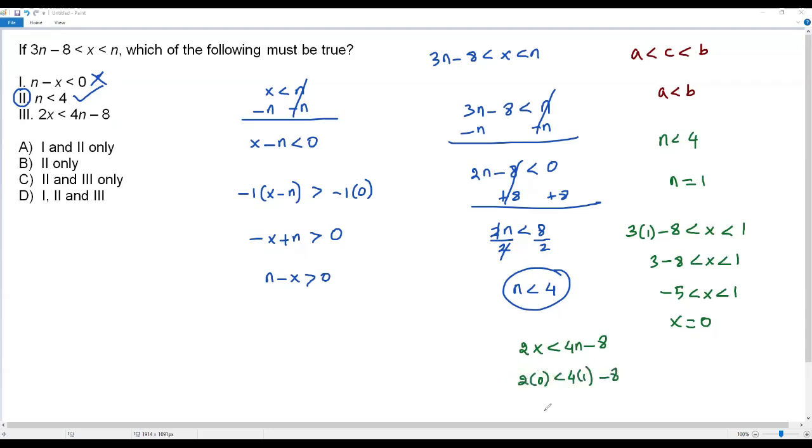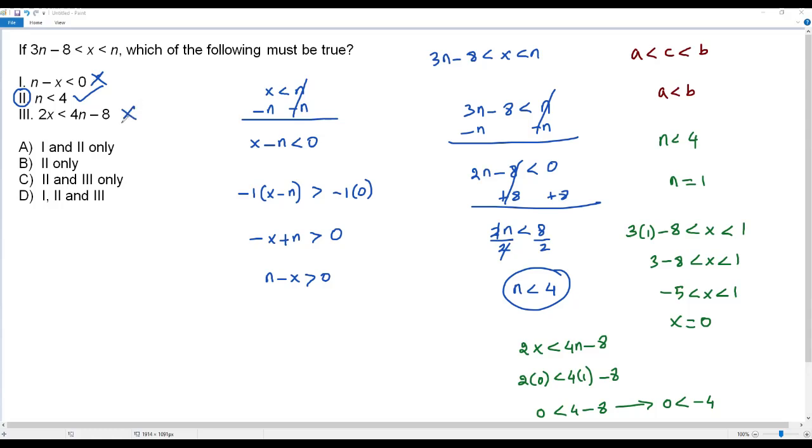So 2 times 0 is 0, less than 4 − 8. When I combine 4 − 8, I am getting −4. Actually, this is false, because we know very well 0 is greater than −4, but here we are getting the result 0 < −4. So when I verify the third statement, I am getting a false result, that is 0 < −4. Since I am getting a false result, the third statement is false.